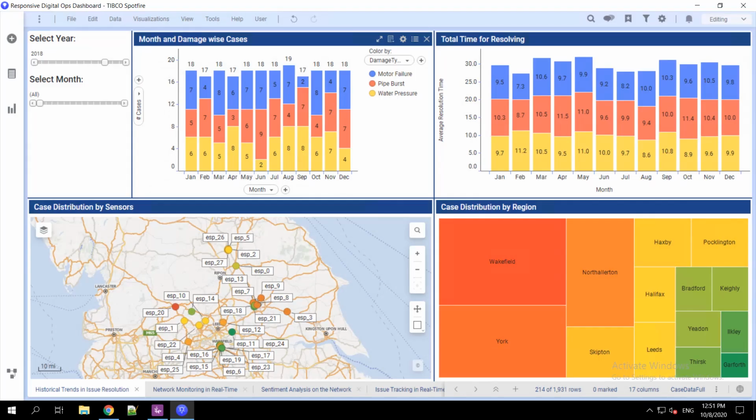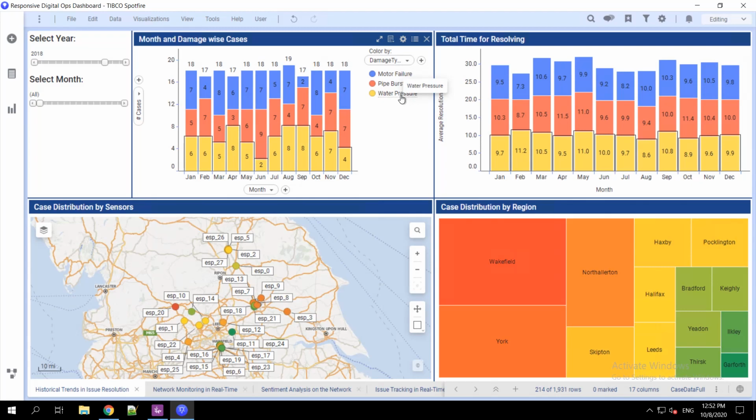In the first view of network KPIs, we are looking at historical trends in issue resolution. So we are basically looking at how the complaints were logged in the year 2018 for all the months. To the left top, we can see the number of issues that are logged, and then the amount of time that we have taken to resolve them. There are three major types of damages or anomalies that are getting detected: one is motor failure, the other is pipe burst, and there is water pressure issue.